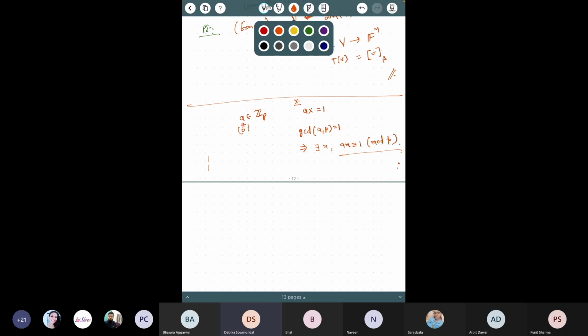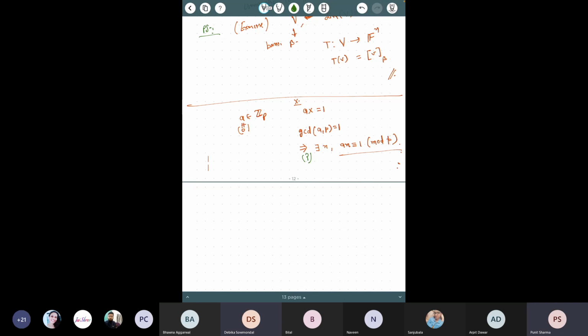Sir, how can I write a in terms of x? You don't have to write a in terms of x. See, for the multiplicative inverse, you need to find x.